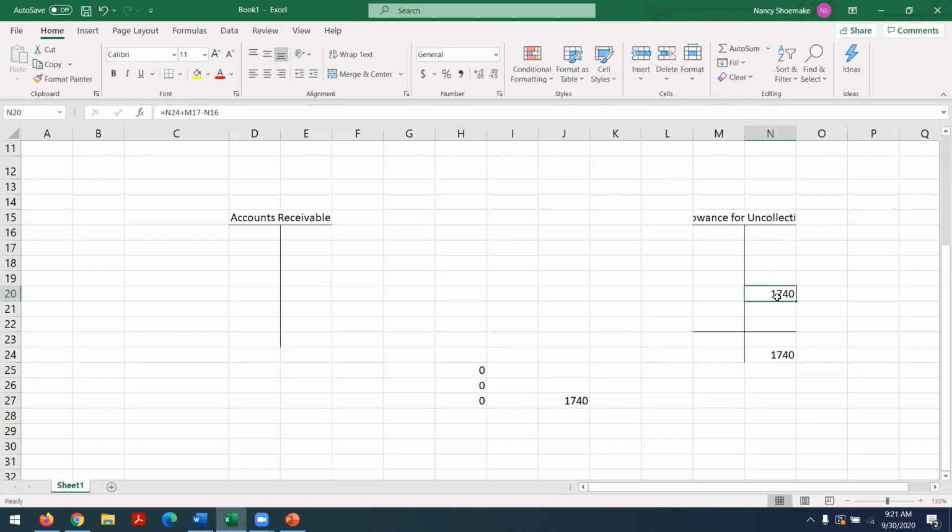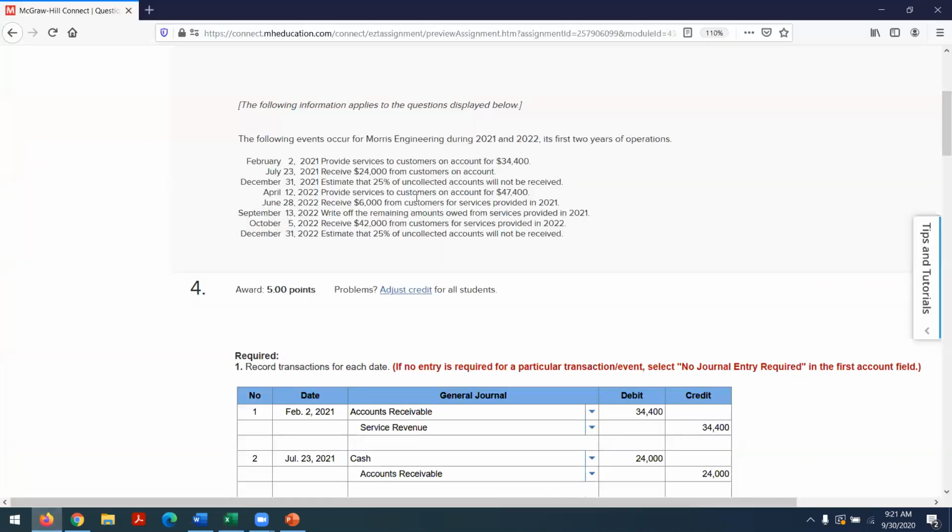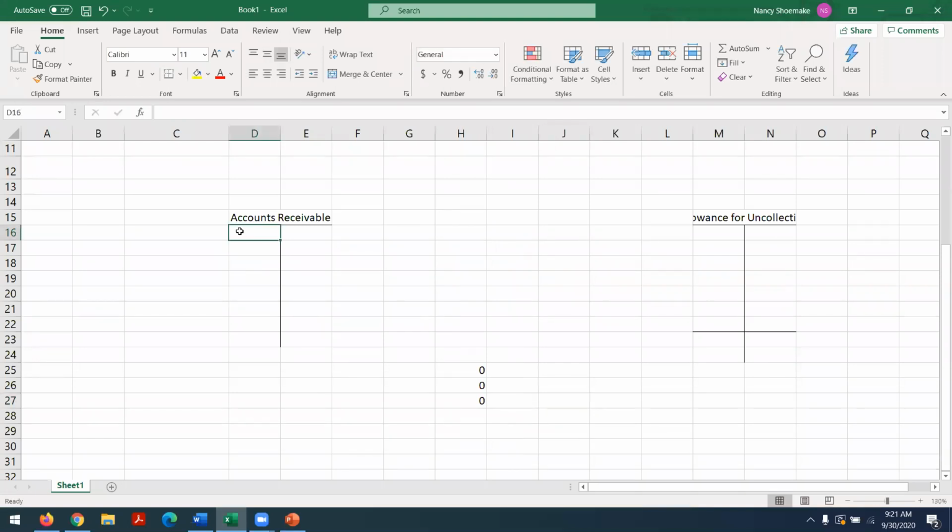So these numbers somehow changed on me. When we provide services to customers on account for $34,400, we are going to show a debit to accounts receivable of $34,400. Okay?